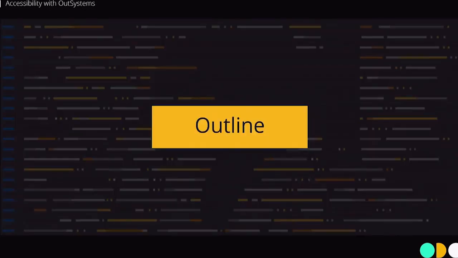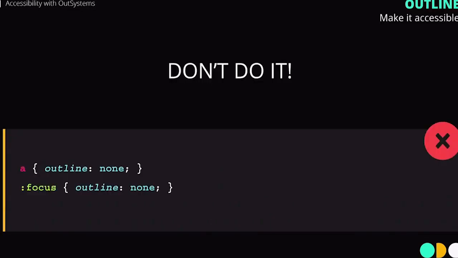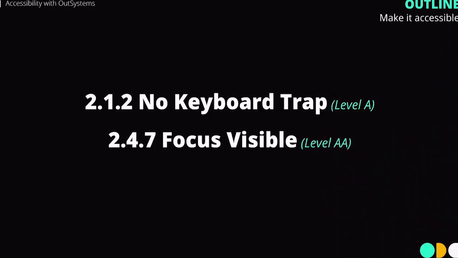Now we have the outline. And the outline, in most style guides, it's one of the resets. Some of the developers use this. We remove the outline, and we can't do it. Because doing this, we fail these guidelines. We make focus invisible and create keyboard traps, like in my story. I pressed the tab, I didn't see anything on my screen.